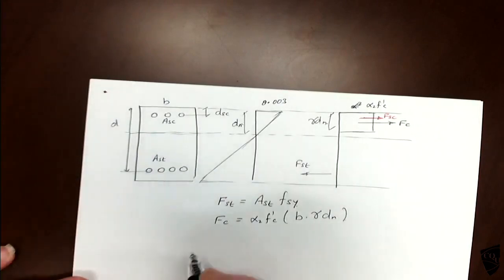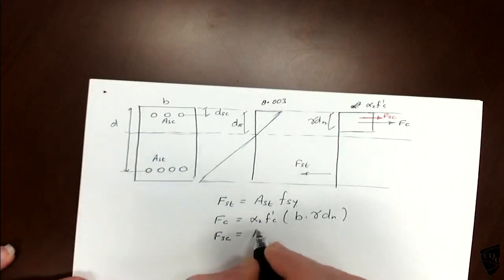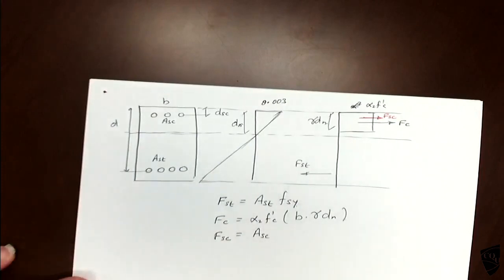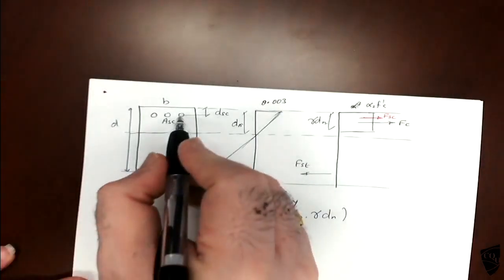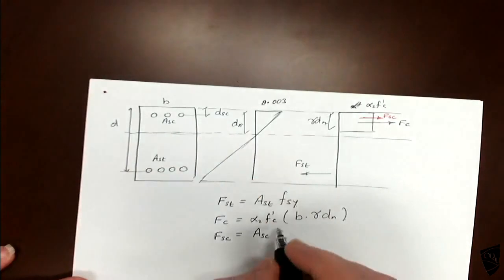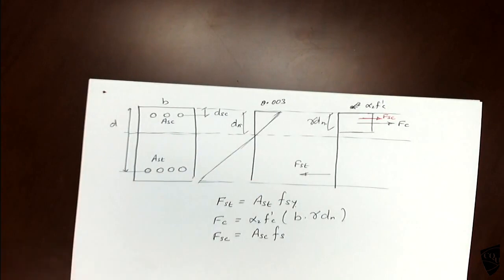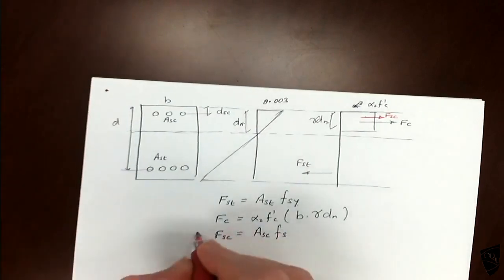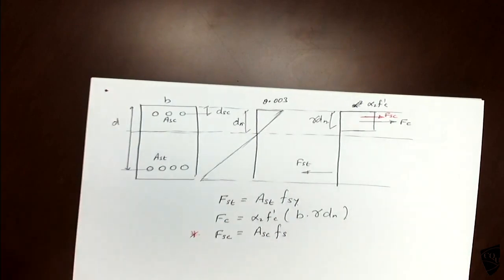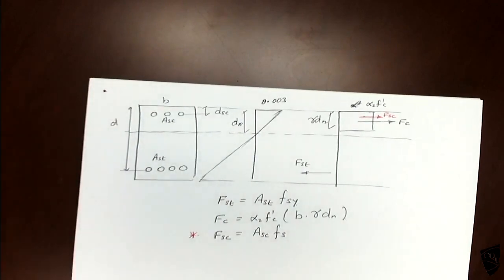So the next one is FSC. This is the new term. ASC, area times stress. Stress in the compression reinforcement. Fs, not Fsy. I don't know whether that is yielding or not. So I will put as Fs. Okay. Yeah. Important. I put Fs. It can be Fsy. If it has reached the yielding point, that is Fsy. But at the moment, I don't know.